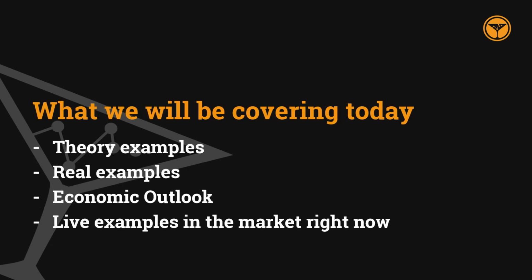So what we'll be covering today, very similar to last week, we've introduced the new Economic Outlook as a weekly event. We're actually doing the Australian dollar USD economic outlook today for the next 12 months. We've got some theory examples for support and resistance, some real examples, and then we're going to dive deep into the live examples in the market right now. We'll be taking a look at some of the trades we were looking at last week, seeing how they're eventuating, seeing how we can learn from that, and we've got some great student examples this week as well. Perfect. Looking forward to getting into it.